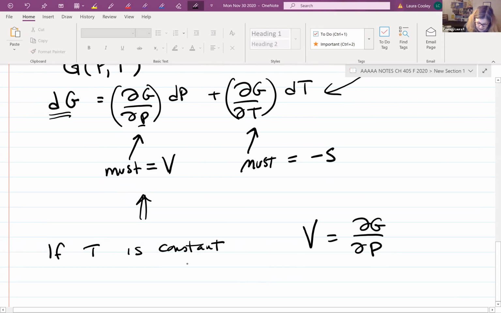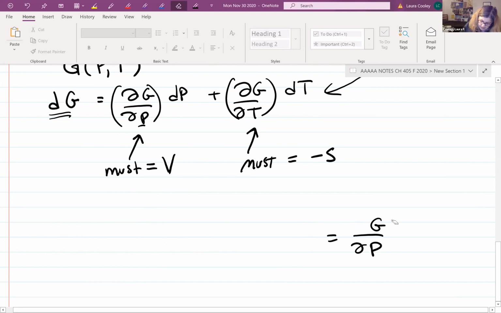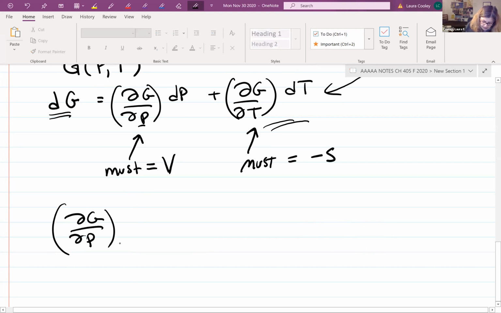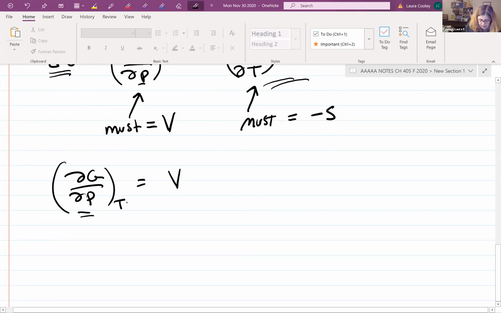Actually, the temperature doesn't have to be constant. If the temperature is constant, then I don't have this term at all. But this is actually telling us that dG/dP at constant T is equal to V. So that's what this means. When you take a partial derivative, you're holding everything else constant, so I don't need to say that.